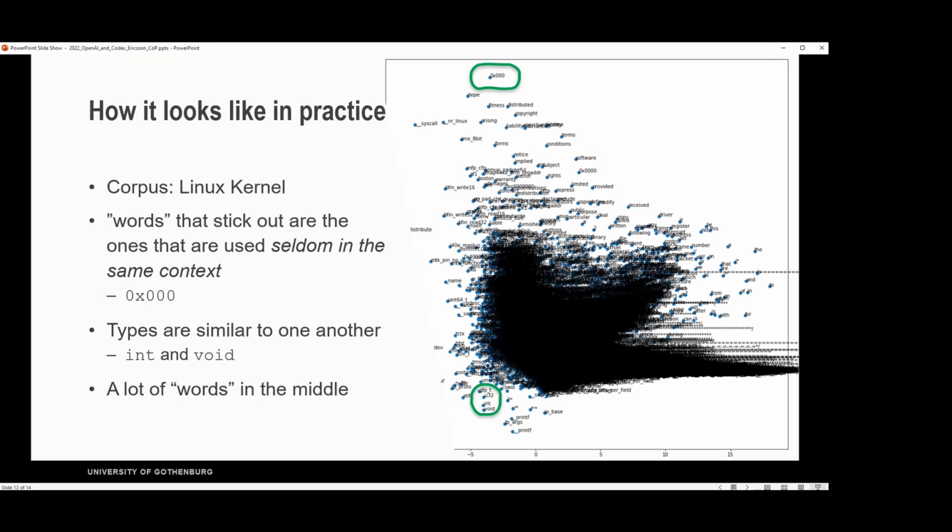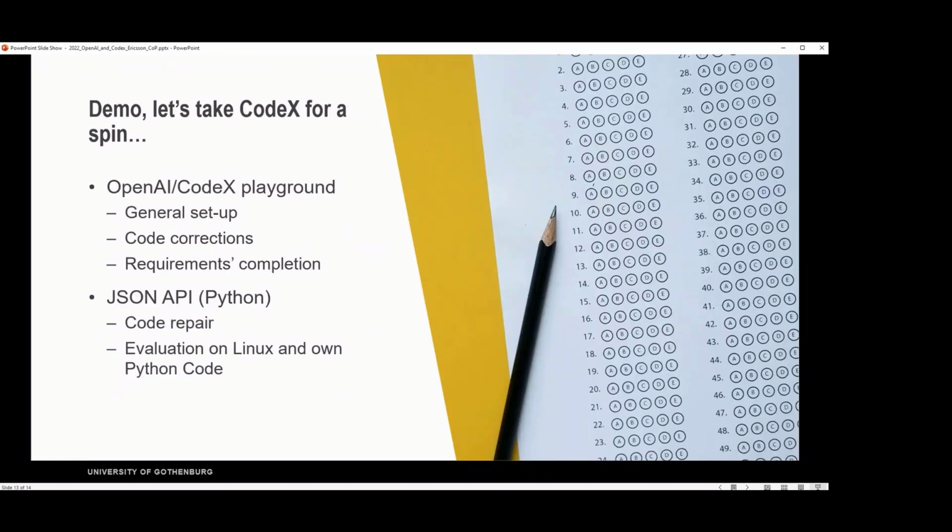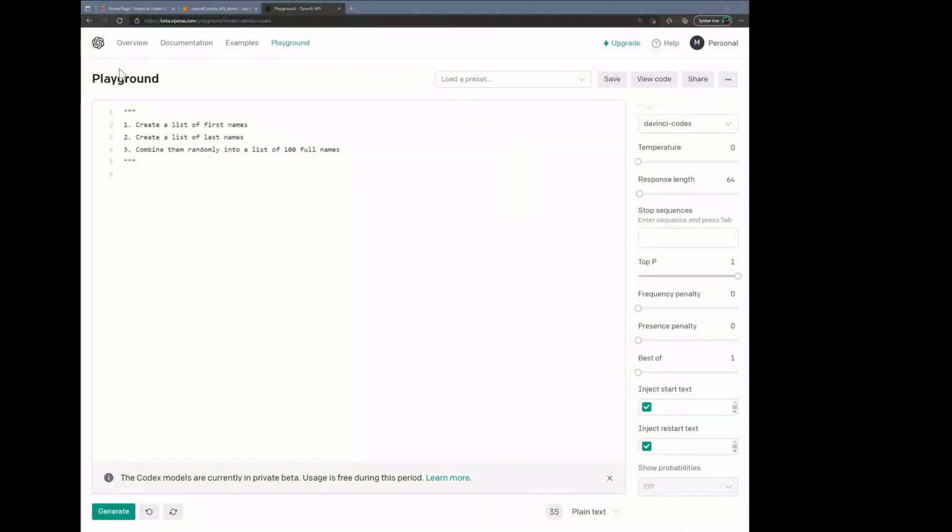Now, it is time for me to switch to the demo. So let's do that. Let me switch the windows. I hope you can see my browser now. As I said, OpenAI has a number of different interfaces. I will start with a very simple interface, which is a web interface, a wrapper around the JSON API. How we interact with this kind of model is that we provide it with certain instructions, what we want it to do, and then it should provide us with a response.